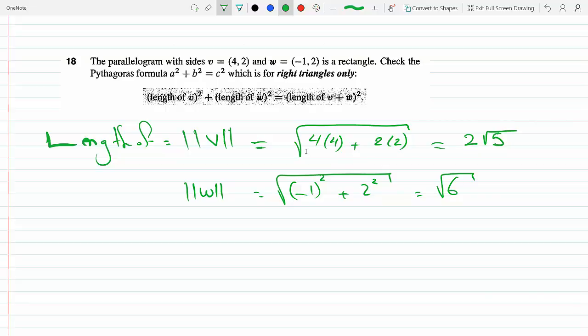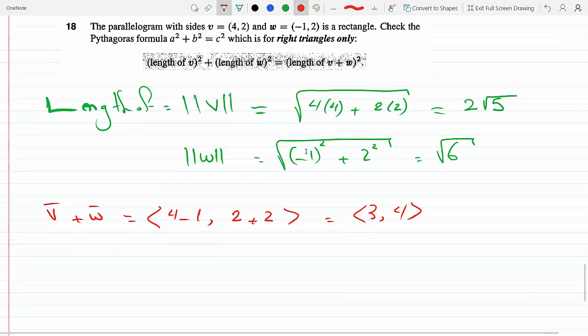Well, first we add the two vectors. The sum of two vectors will give us a vector. So V plus W will be, we add the corresponding components, so 4 minus 1 and 2 plus 2, so that's 3 and 4. Okay, and now we get the length.